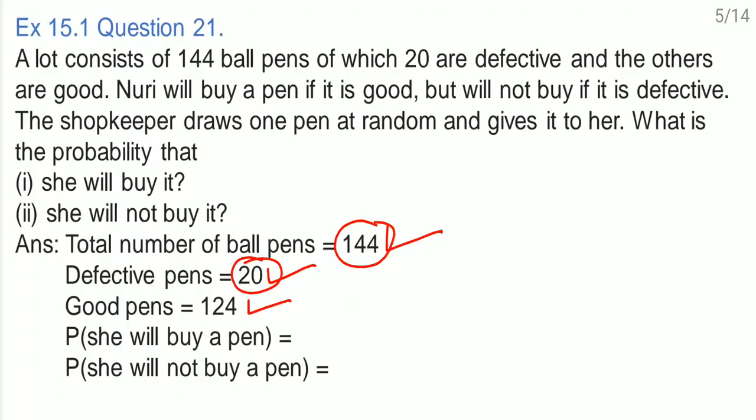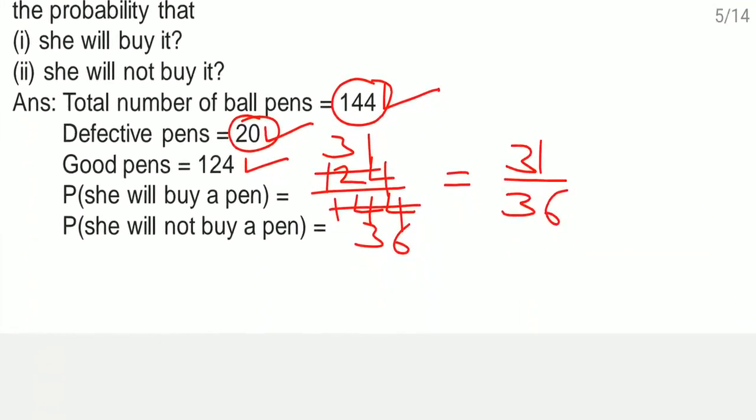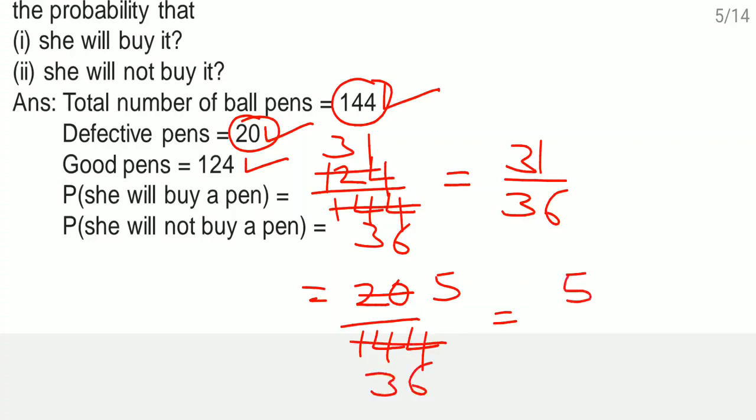Now probability that she will buy the pen. So 124 good pens are there out of 144. So we'll just divide it. 4 threes are 12 and 4 ones are 4. 4 threes are 12 and 4 sixes are 24. So 31 by 36. Now the second one, probability that she will not buy the pen. We know how many pens are defective? 20 out of 144. So here once again 4 fives are 20 and 4 threes are 12 and 4 sixes are 24. So our answer comes as 5 by 36.